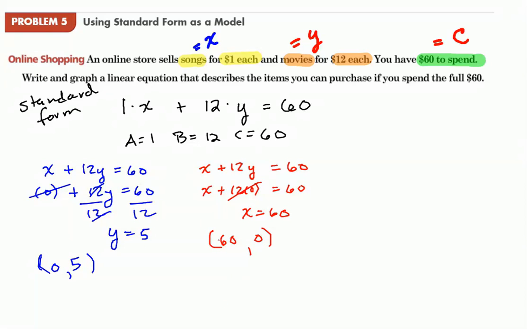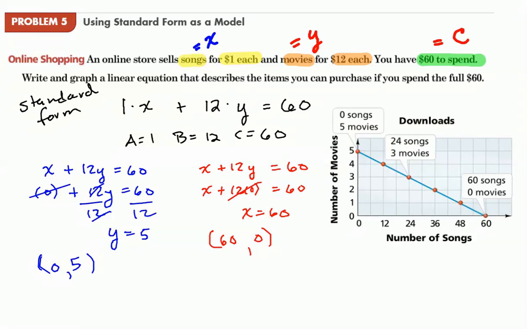Now we're going to plot these points so you can see how this works and what it's saying. Alright, so as you can see, I brought down my graph, and let's see how this makes sense as to the problem itself. So you're in an online store. Our equation is 1x plus 12y equals 60. We solve for our x and y intercepts. For x being 60, that would be right here. So let me highlight that.